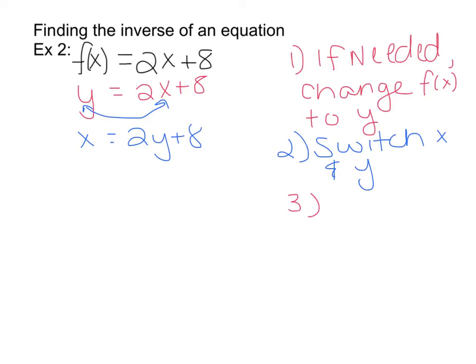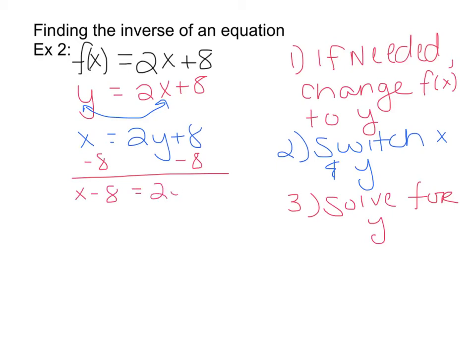Okay, step 3 is going to be to solve for y. Okay, so I'm going to start by subtracting 8. So that gives me x minus 8 equals 2y. Divide by 2. So that gives me 1/2 x minus 4 equals y.